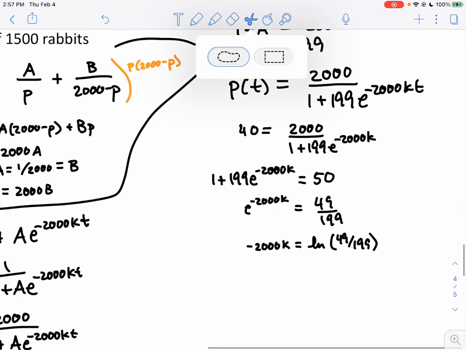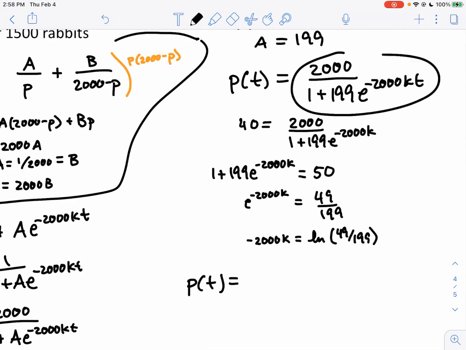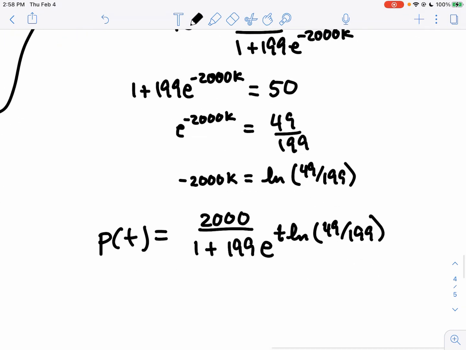Okay, so let's now write our model. We have p of t is equal to, I'm just copying this right here, 2000 in the numerator over 1 plus 199 e raised to the, and we just have negative 2000k is going to become this, but then times t. I'll put the t first. And technically we are done.